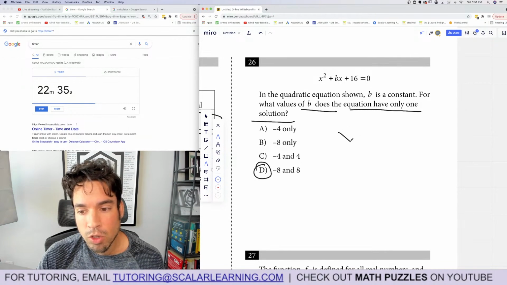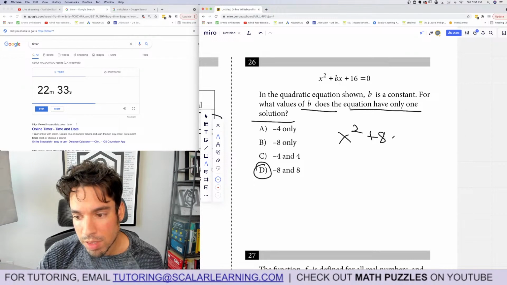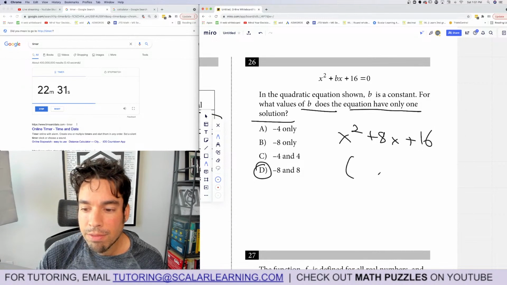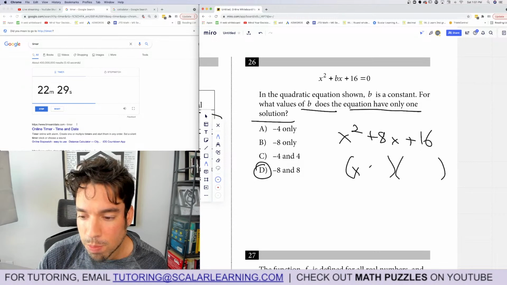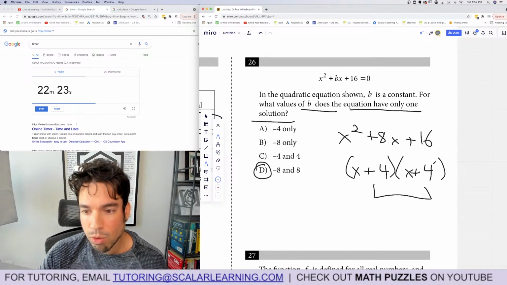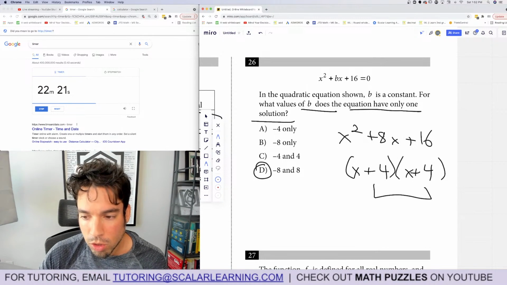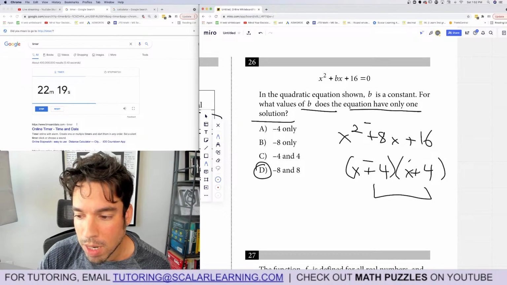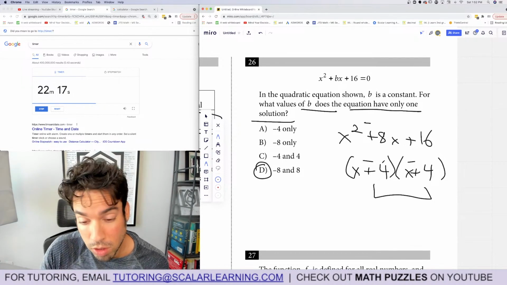Here's why. If it's 8, it factors to x plus 4 squared. That's a double root, but a single solution of negative 4. That's only one solution. Also, if you did negative 8, it would factor to x minus 4 squared, so the solution would be 4.